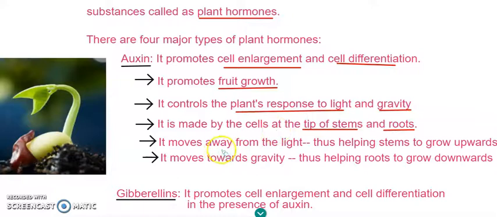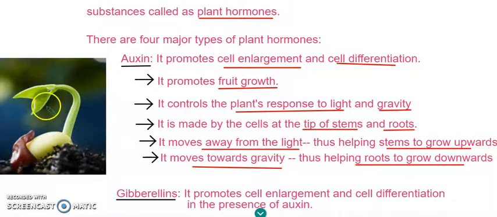Now, the auxin of the stem is always released in the opposite direction of the light. This helps the stem to grow towards the light, that is upward. And on the roots, this auxin is always released towards gravity, so it helps the root to grow downwards. Like in a germinating seed, the stem and leaf go towards the light. Auxin is released somewhere here, away from the light, and the leaves therefore go towards the light.